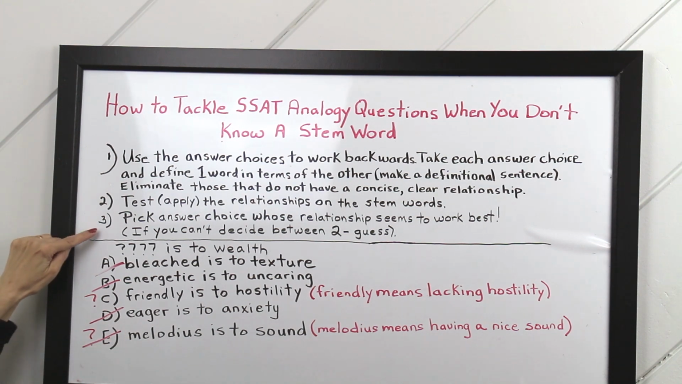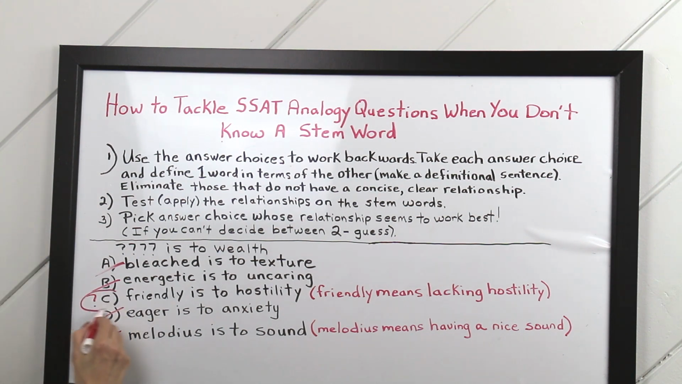And now let's look at step 3. Pick the answer choice whose relationship seems to work best. Well, I think we can pick C with confidence. That's our correct answer choice.